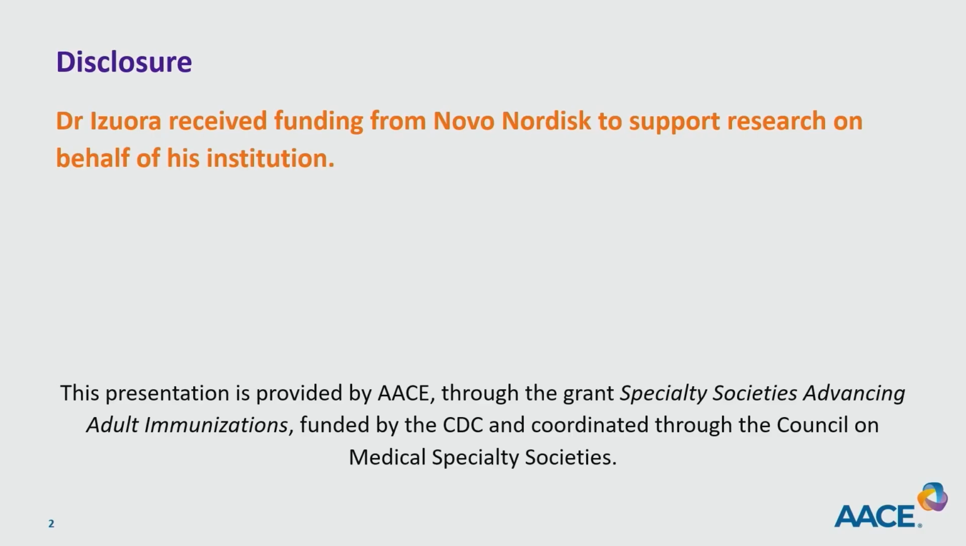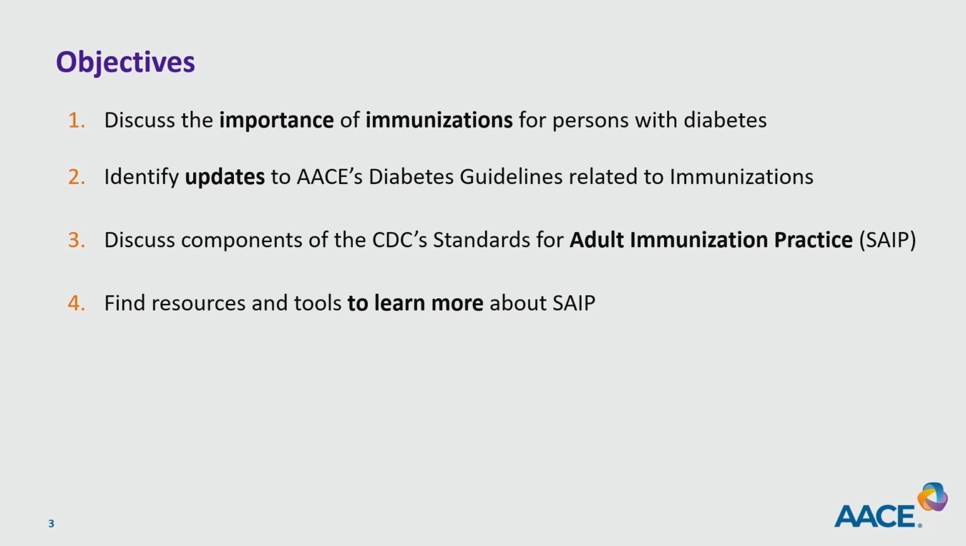These are my disclosures. Our learning objectives are to discuss the importance of immunization for persons with diabetes, identify updates to the AACE guidelines just released, exciting, related to immunizations, and discuss the components of the CDC standards for adult immunization practice. And then finally, to find resources and tools to learn more about these standards so we can apply them to our clinical practice.